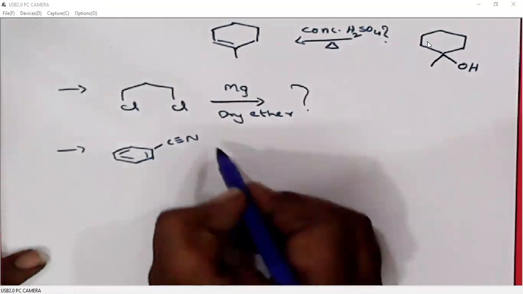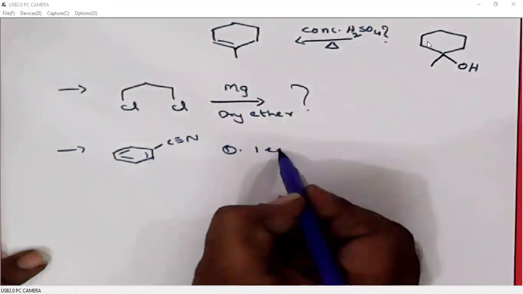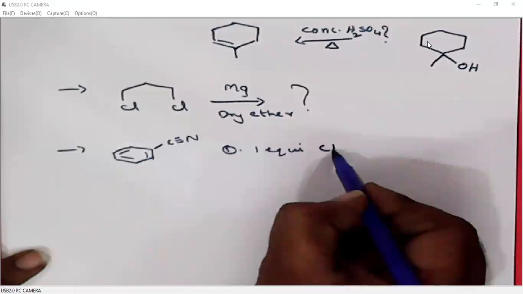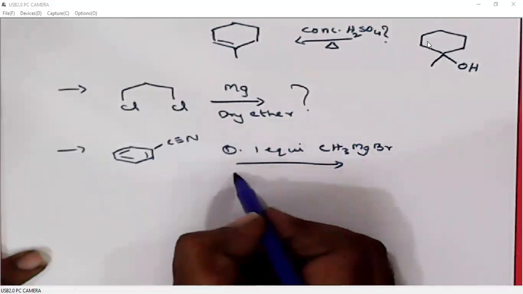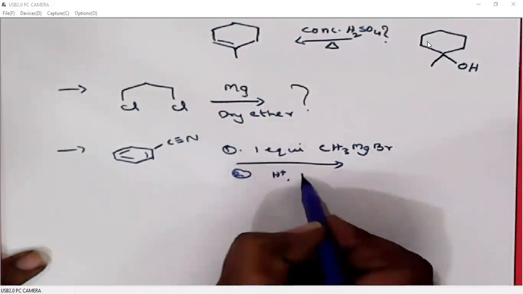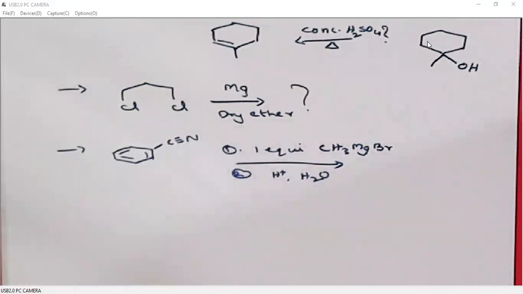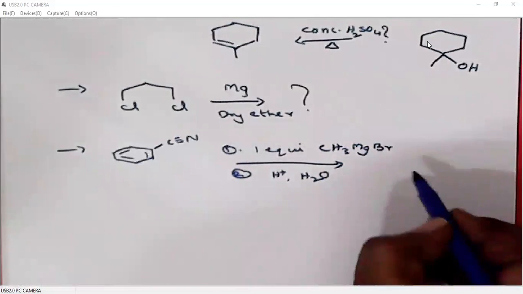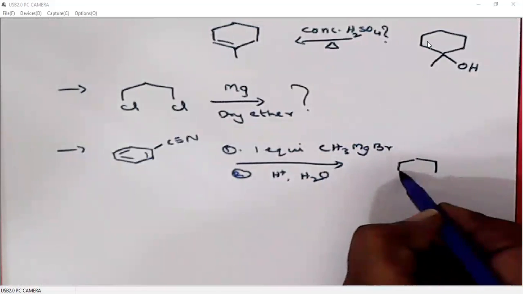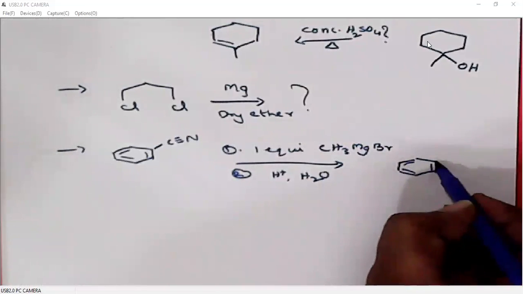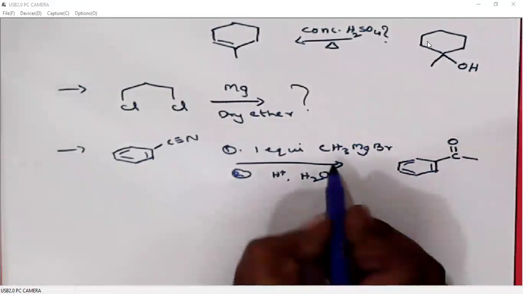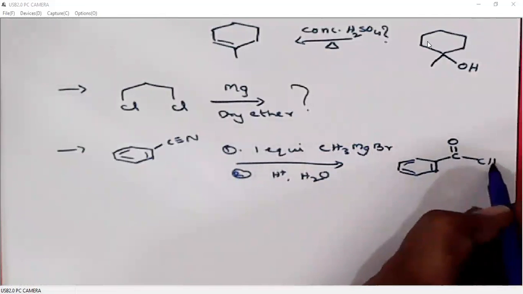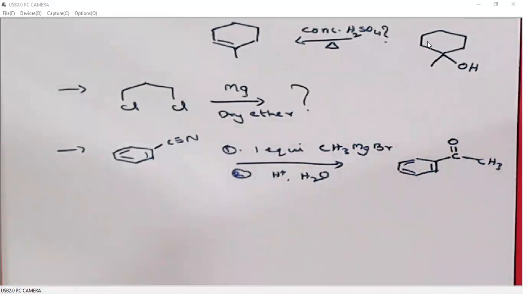When a nitrile is treated with one equivalent of Grignard reagent followed by dilute acid treatment, what we will get is a ketone. This is a methyl group. Nitriles.